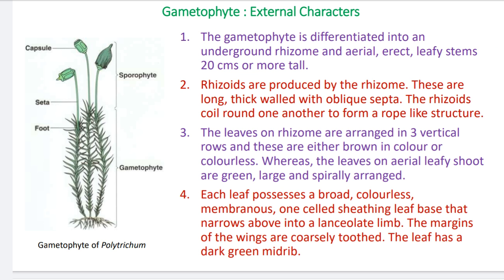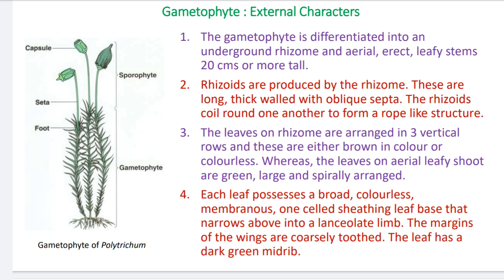The leaves on the aerial shoot are green in color, large, and spirally arranged. The leaves on the main axis are typically green. They are large and spirally arranged on the main axis, or shoot, or the stem.